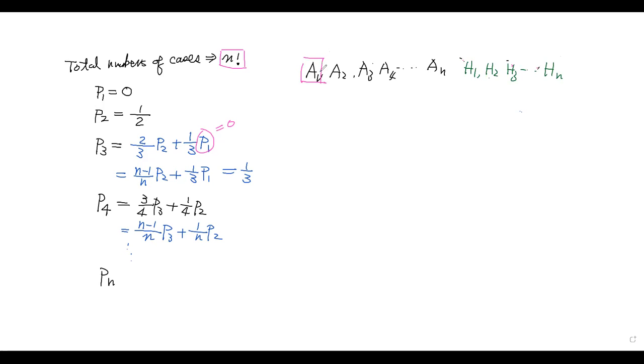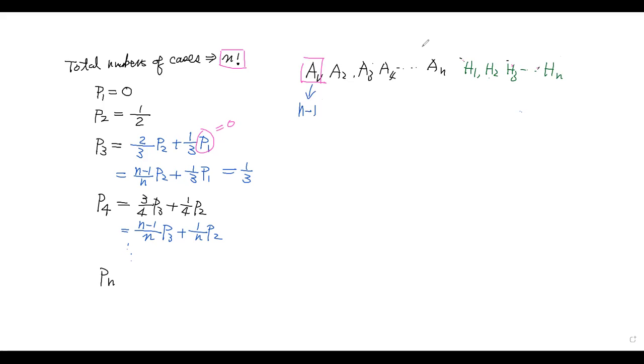So if A1 chooses, what is the chance for A1 to choose a non-matching hat? A1 has n minus 1 situations, right? So instead of choosing H1, A1 can choose any of the other n minus 1. Okay, so now let's see here.